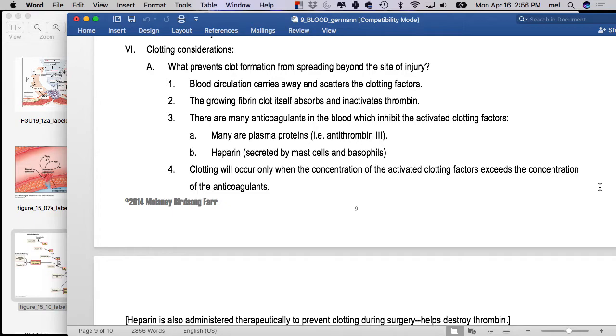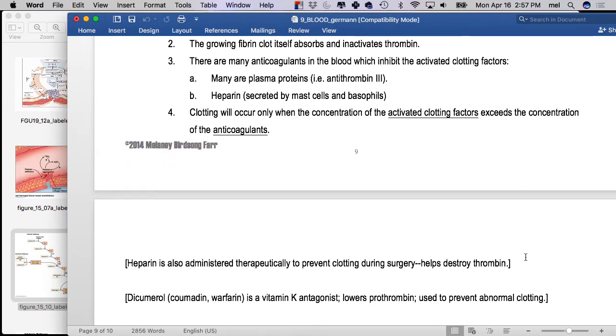And so really, it is just a numbers game. Where should you, under normal circumstances, clot? At a site in which you are activating clotting factors far more than you have anticoagulants to hem it in, right? So what it should do, and it doesn't always work, but apparently we're alive, so it does work, is really keep the clot localized to the damage. But of course it doesn't always do that, so we'll talk about inappropriate clotting in just a second.